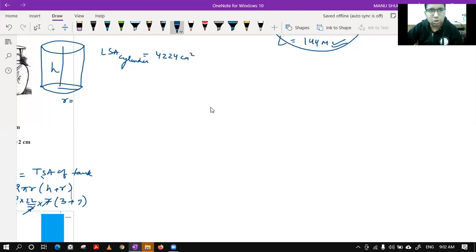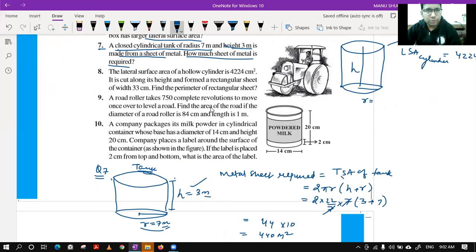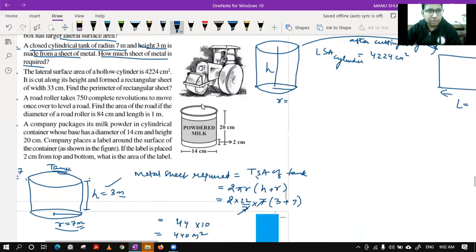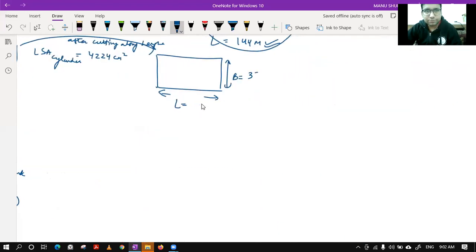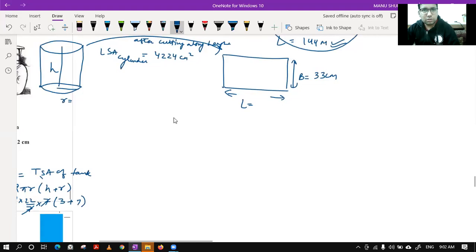They have not given the r or h of this cylinder, but when it is cut open, it becomes a sheet. So you can write, after cutting along height, we obtain this thing having some length and having some breadth. They have given you the breadth equal to how much? 33 centimeter, and they are asking the length. Now they have given you the breadth as 33 centimeter.